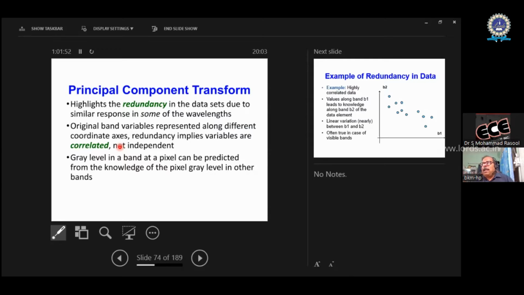And in satellite images, based on the correlation among the images acquired at nearby wavelengths, suitable transforms are applied so that you have a reduction in the amount of data required to store a given data set.